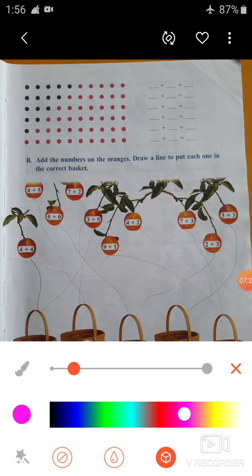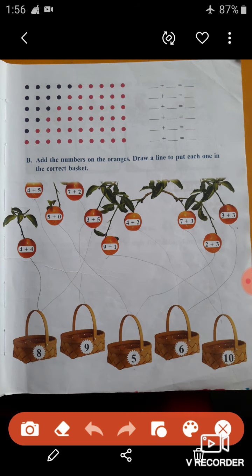The next one is 3 plus 5. So students, when we add 3 and 5, we get the number 8. So here we have to match this orange with this basket. Here it is written.